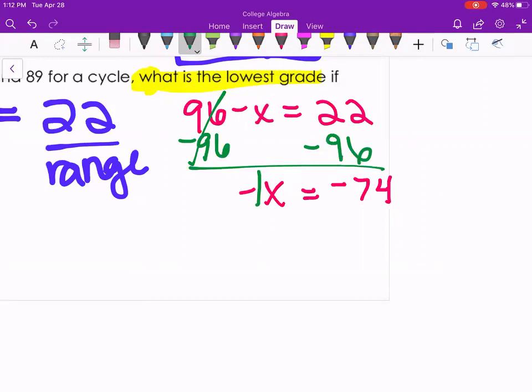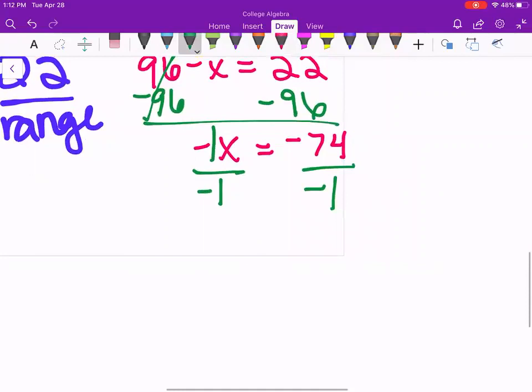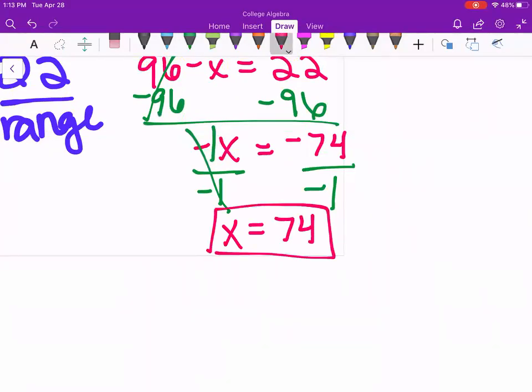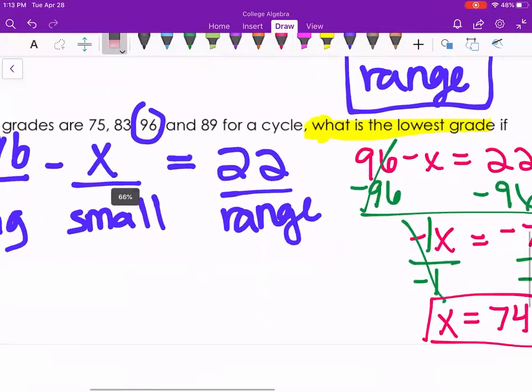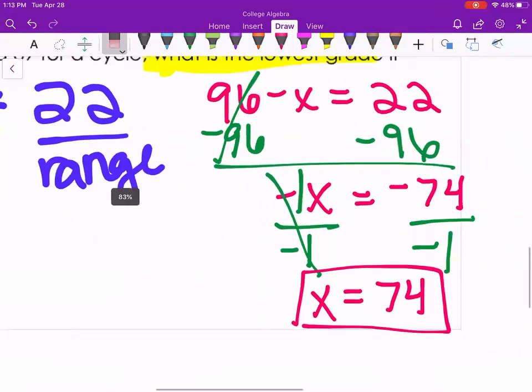So we're not just going to divide by a negative sign, and we're not just going to divide by positive 1. We're going to divide out that entire negative 1 that is now sitting in front of that X for our coefficient. And now I know that my negative 1s will cancel out. I have an X left over on the left. Negative 74 divided by negative 1 is a positive 74. So my missing lowest number is a 74. And it should be lower than the one that is currently in the list, the 75. So we have, in fact, our lowest of 74.